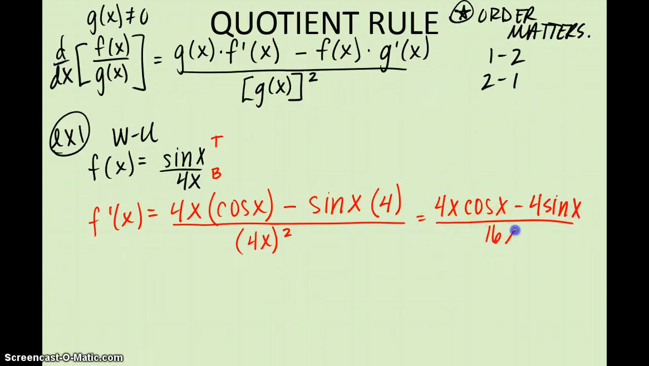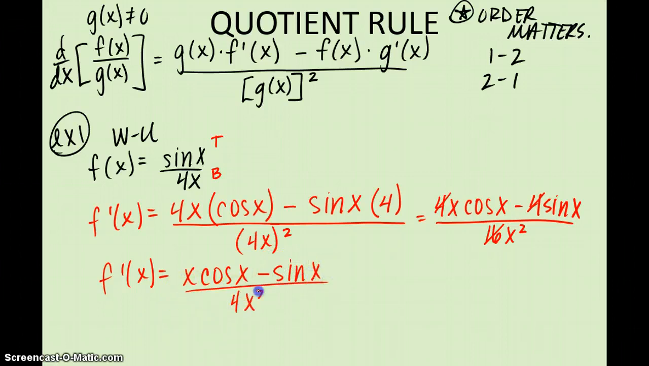Alright, so I have 16x squared, distributing that squared. Now I know that I have a 4 common in each term, so my most simplified answer for my derivative, x cosine x minus sine x all over 4x squared. Now I can't cancel an x because this second term doesn't have an x with it, so this would be the most simplified answer.